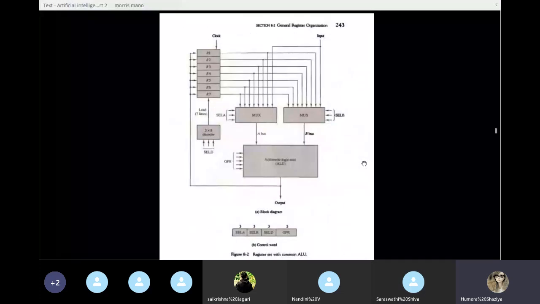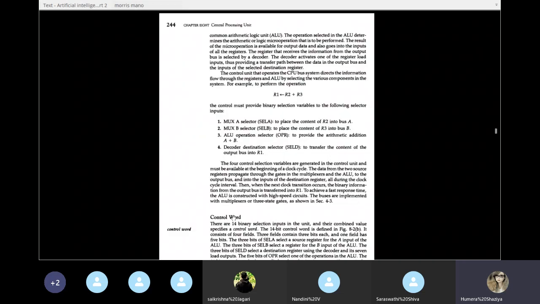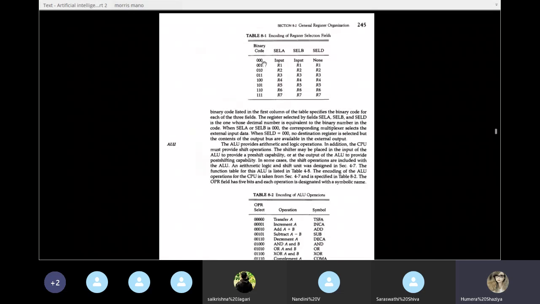What we are trying to do is, here this is our architecture, block diagram of general purpose registers. This is our instruction format. In this you see cell A is there, cell B is there, cell D is there, OPR is there. Now what I want you to tell me is, this operation is there, no? R1 is equal to R2 plus R3. This has got specific codes, binary codes. Look at here. These are the codes.